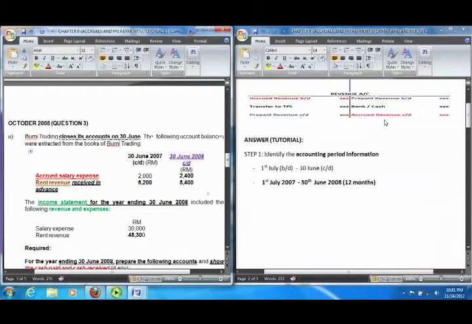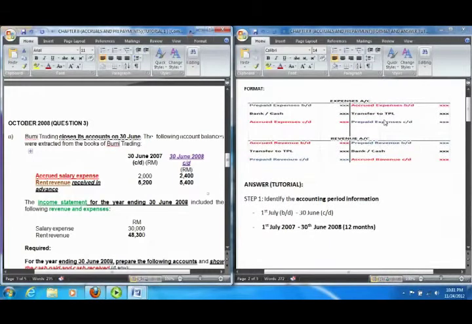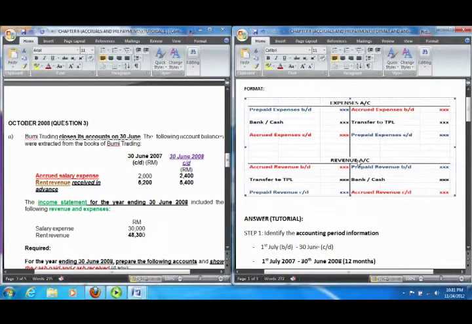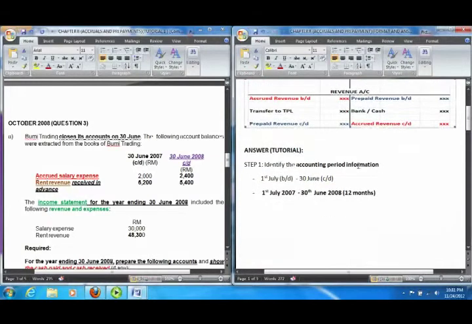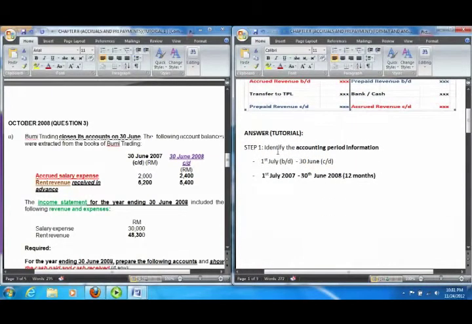So how many steps, class? Let me repeat. First, you must remember the whole format. You have the expenses account and the revenue account. So remember which side to put the BD, bank and cash, TPL, and which side to put your CD for expenses and your revenue. Then you can answer. Step 1, identify your accounting period information, the date for your accounting period, 1 year. So in this question, it's from 1 July 2007 until 30 June 2008.